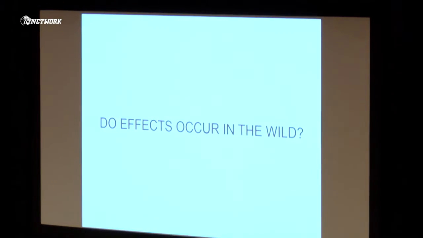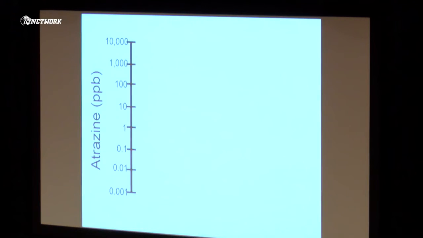We published a paper in Nature, and one of the reasons that we worked in the North American leopard frog is we wanted to know if these effects occur in the wild. And we wanted to use an American frog where we could do this. Now let me give you an idea of the levels we're talking about. We're using 0.1 parts per billion. That's 0.1 micrograms per liter. That's 0.1 nanograms per mil. That's 100 picograms per mil. That's like 1/1000th of a grain of salt in 2 liters. That's what we're using to produce these effects.